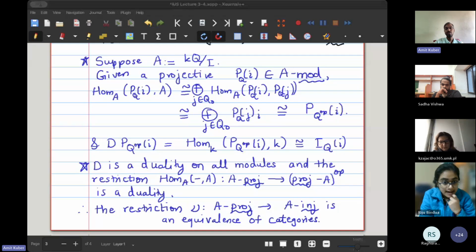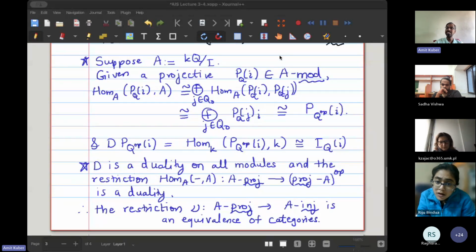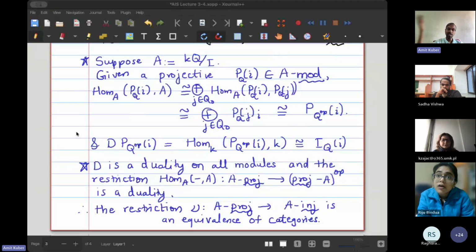And because it's an equivalence of categories, and if you believe that projective modules P_I are indecomposable, then the corresponding I_I are also indecomposable. Because whatever happens has to happen on both sides simultaneously. Projectives and injectives are closed under direct summands and direct sums. And any equivalence will also preserve direct sums.